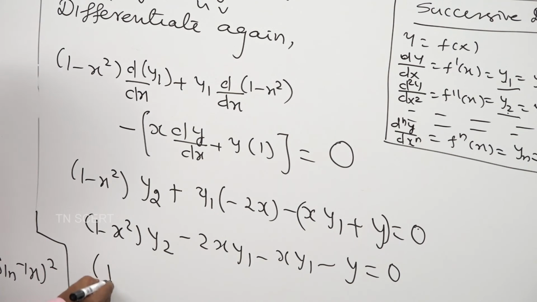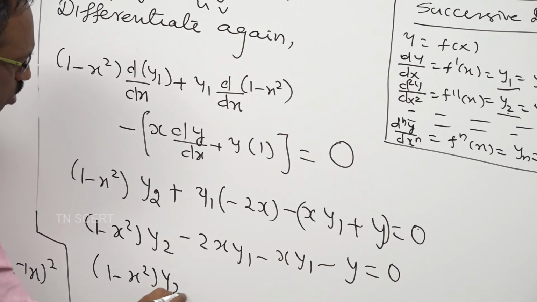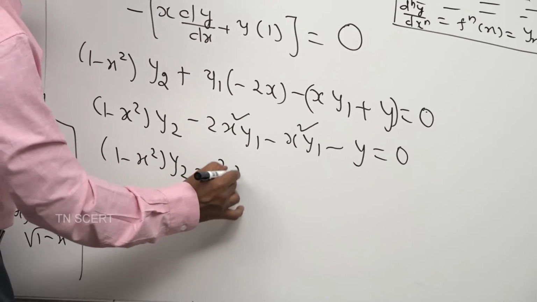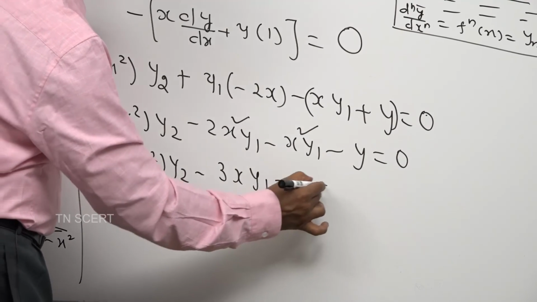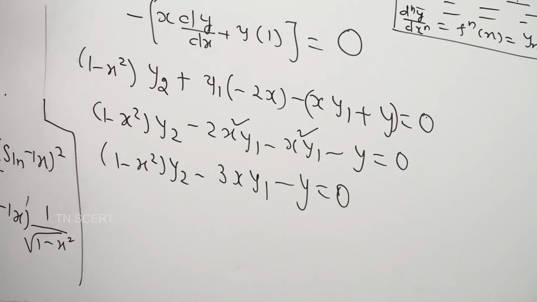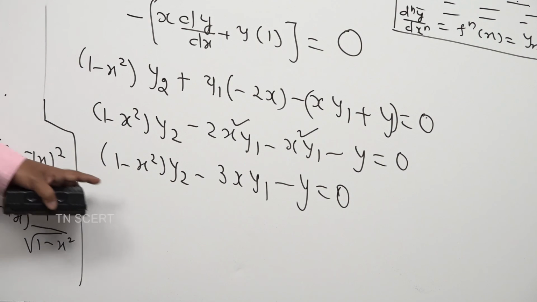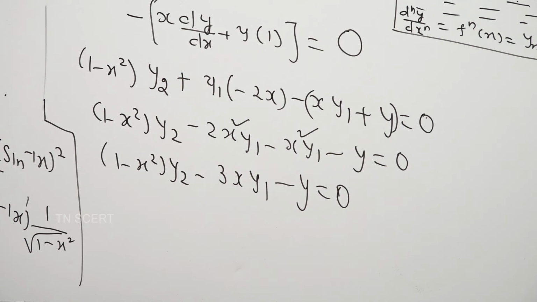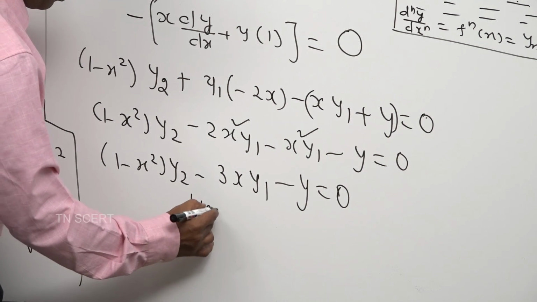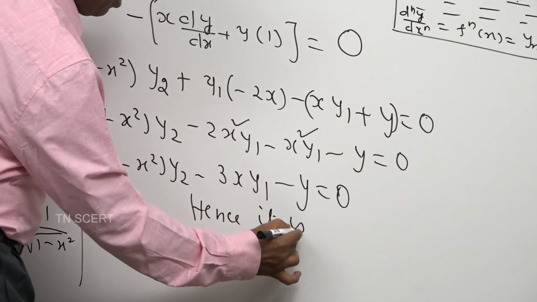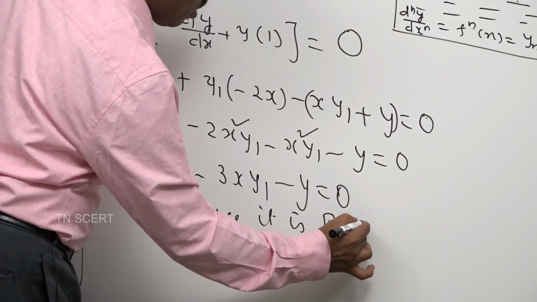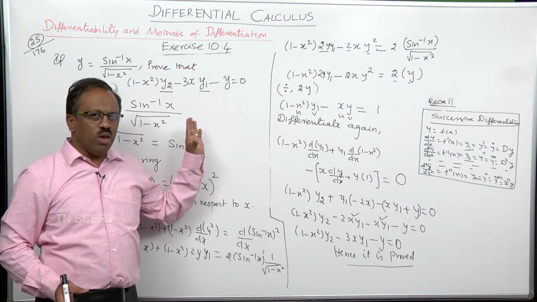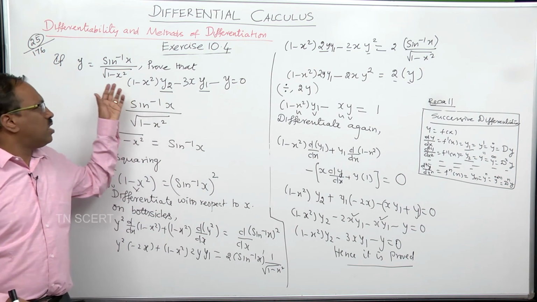So, 1 minus x square y2, these two are like terms, minus 2 minus 1, minus 3 x y1 minus y equal to 0. So, here we find the answer, and this is the final answer for the problem. What we want to prove, we have proved, hence it is proved. So, this is the way we found the solution for this successive differentiation.